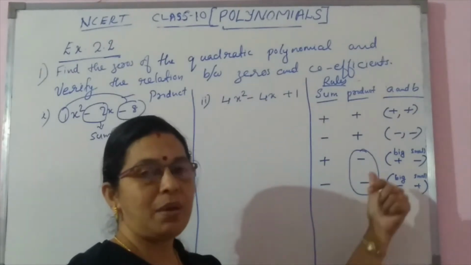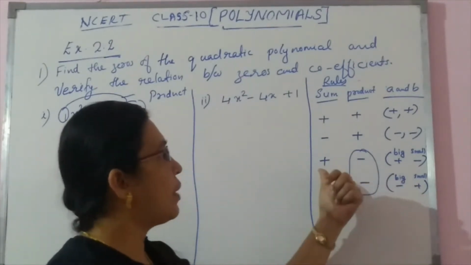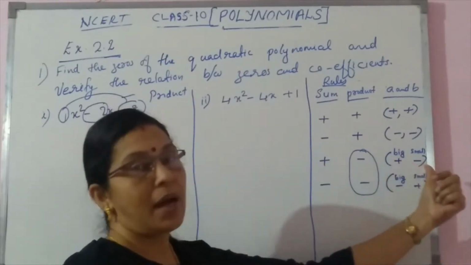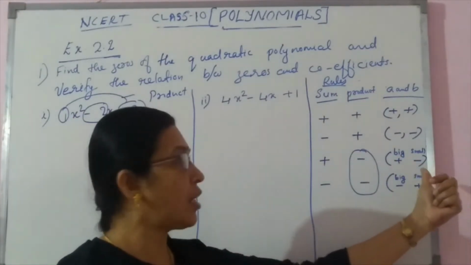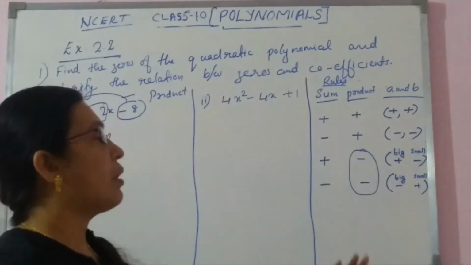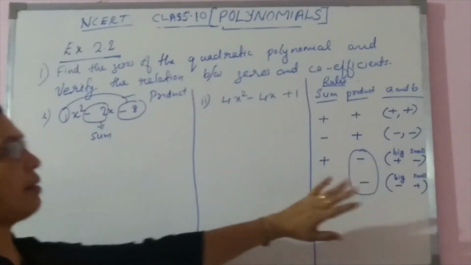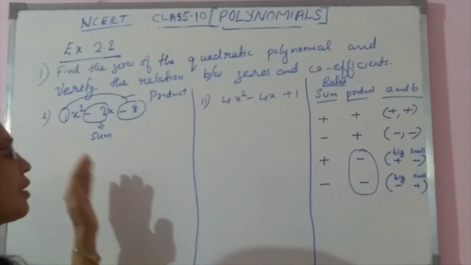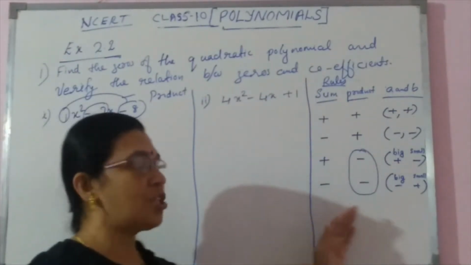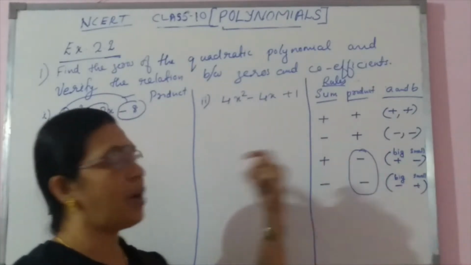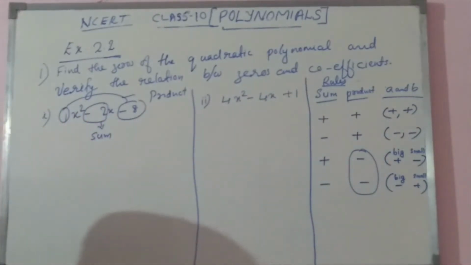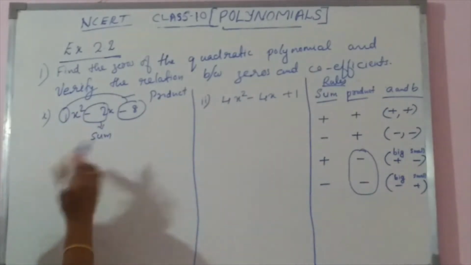So in that case, the big number takes the sign of the sum, and the other sign, whether it is positive or negative, will go to the small number. So you have to understand that rule, and then we can do the splitting of the middle term, because most of the children are getting difficulty in this part. So I have given this rule. Please jot down the rule, and then try to factorize, so that you will feel it is easy to solve. Now we can go through here.